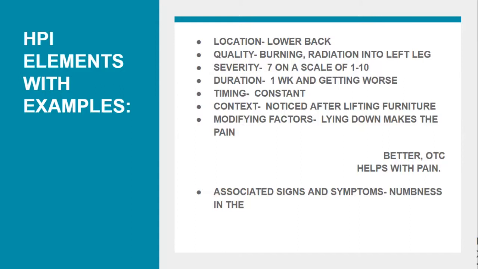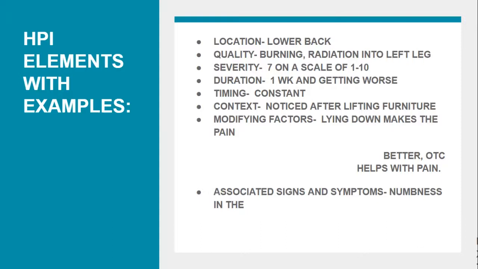What's the timing? Oh, it's constant. It constantly hurts. Context: noticed after lifting furniture. Modifying factors: lying down makes the pain better, as do over-the-counter meds. And associated signs and symptoms, like numbness in the lower leg or numbness in my right arm. So those are the elements in your HPI.